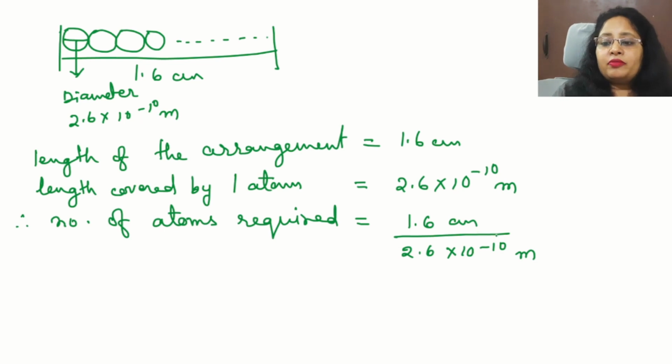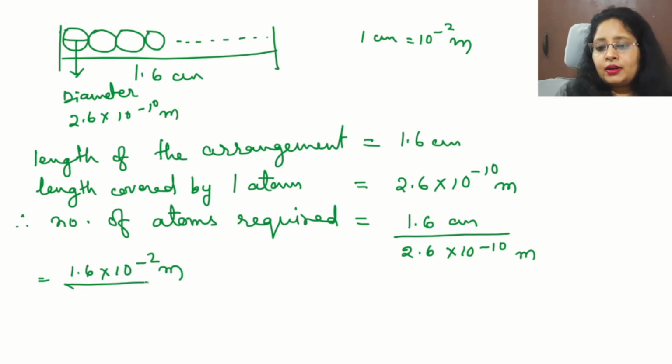Now we will divide, but before that we need to convert the centimeter into meter, because before calculation all the units will be in the same. So centimeter, we knew that 1 centimeter is equal to 10 to the power minus 2 meter. So in place of centimeter, we will write this. So let's start a calculation. 1.6 into 10 to the power minus 2 meter divided by 2.6 into 10 to the power minus 10 meter. Now meter and meter will be cancelled. Decimals will be away.